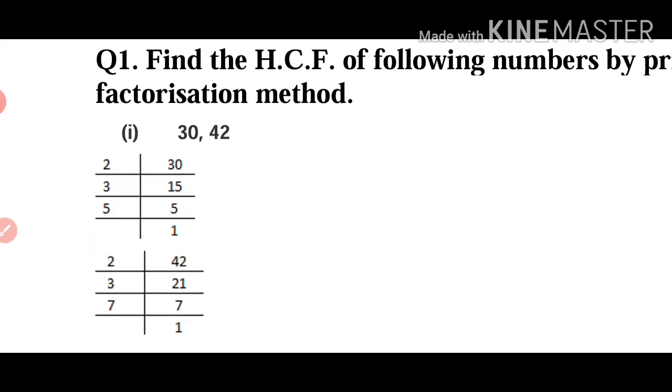For 30, it is an even number. It means first we have to divide it by 2. So 2 15s are 30. Then after that we have to take 3. So 3 5s are 15, and 5 1s are 5. We have to continue till we get the answer as 1.